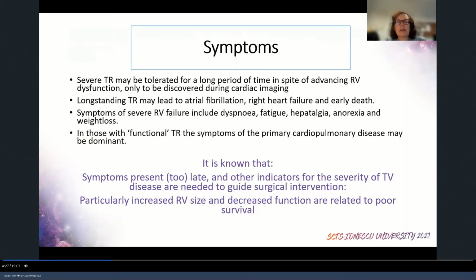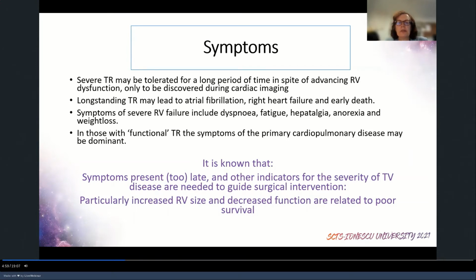So what about the symptoms in tricuspid valve disease? And this is generally tricuspid regurgitation. Tricuspid stenosis is very, very rare. Severe tricuspid regurgitation may be tolerated for very long periods of time, in spite of advancing right ventricular dysfunction, but with very little symptoms, only to be discovered during cardiac imaging. This will ultimately lead to atrial fibrillation, right heart failure, and premature death.